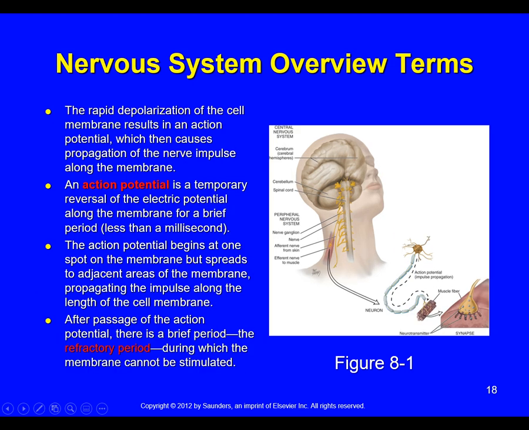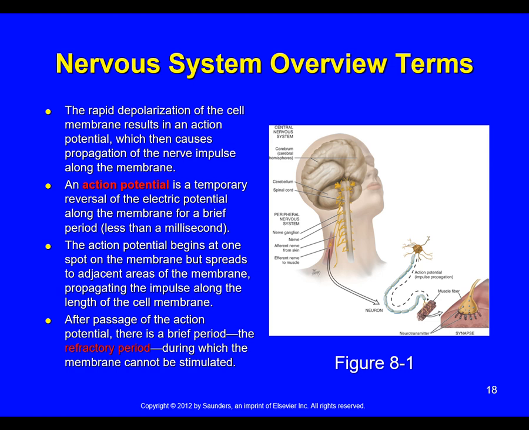We talked about the cell having a resting potential, where the sodium and potassium balance is maintained by a sodium-potassium pump. And then with the action potential, the sodium gates open and action at one spot on the membrane propagates the impulse along the length of the cell membrane. So it's a temporary reversal of the electric potential along the membrane for a brief period.